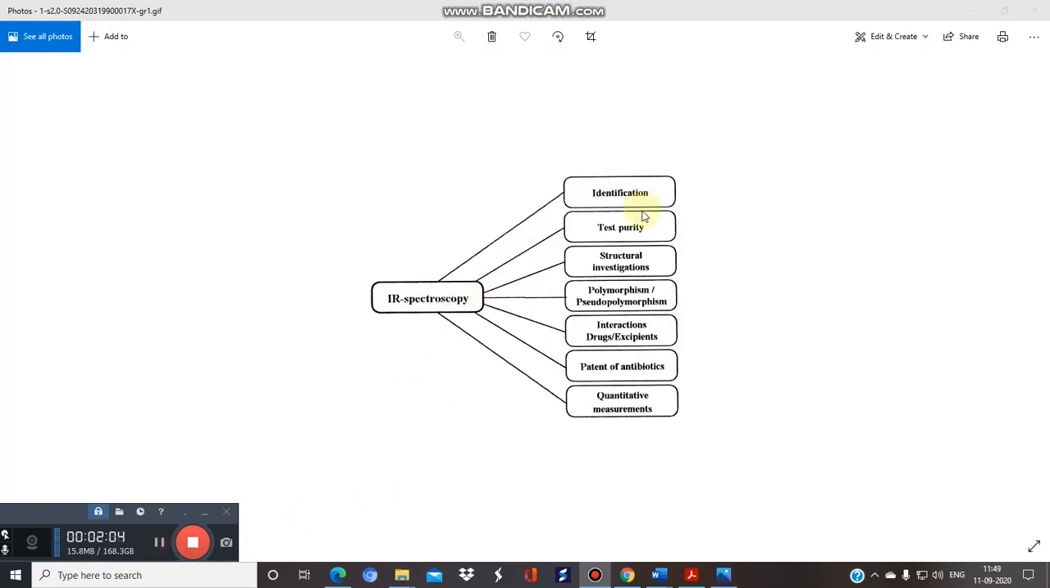So here we have more applications like identification, purity, structural investigation or structural elucidation, polymorphism and pseudopolymorphism. This is another important application of IR spectroscopy. Then different interactions between drugs and excipients also. We can also go for quantitative measurements.